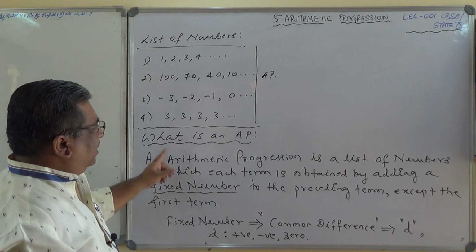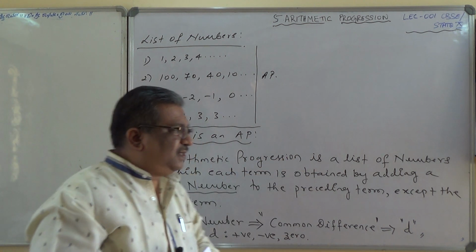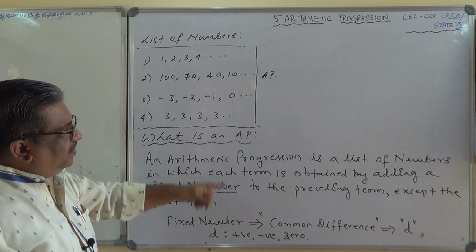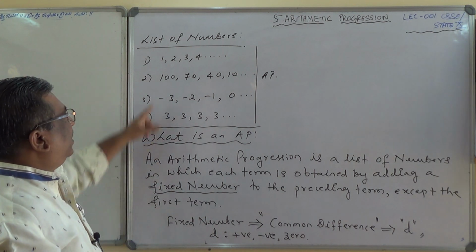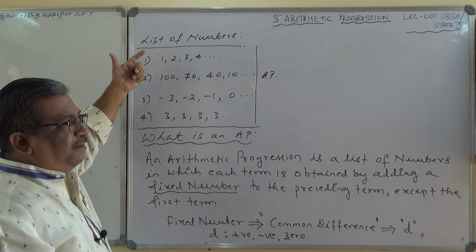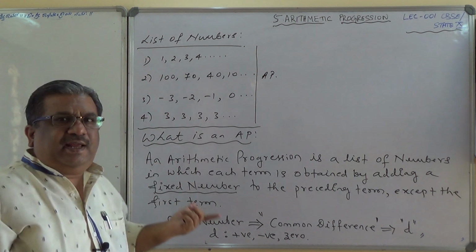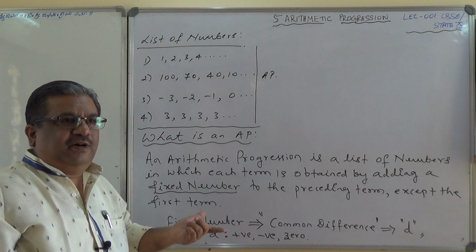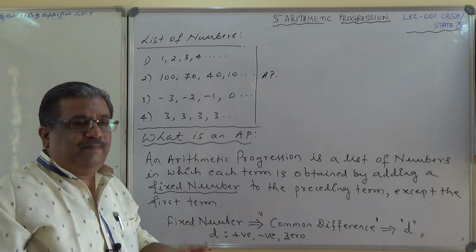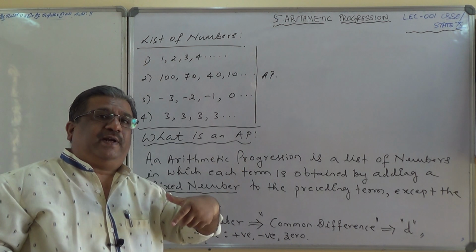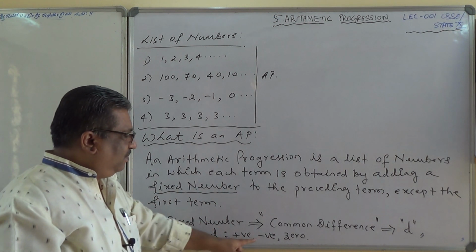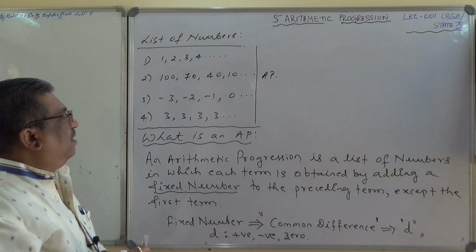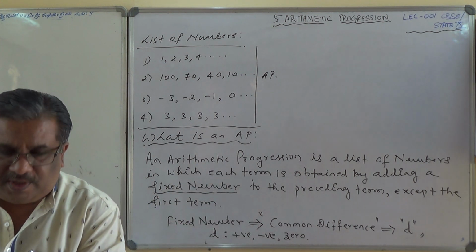So important is, an arithmetic progression is a list of numbers in which each term is obtained by adding a fixed number to the preceding term except the first term. We are not adding anything. First number, how do you obtain? It can be anything. The first term is a given term basically, and after that we will be able to create a list of numbers based on the common difference, and it can be positive, negative, or 0. Important. So I hope you have understood conceptually.